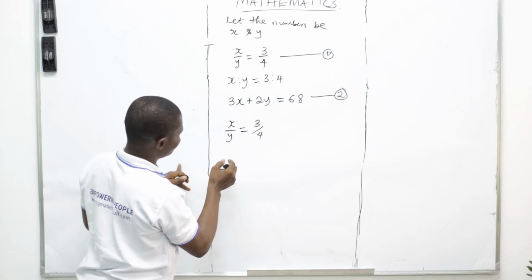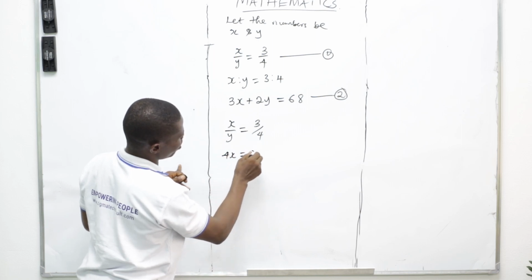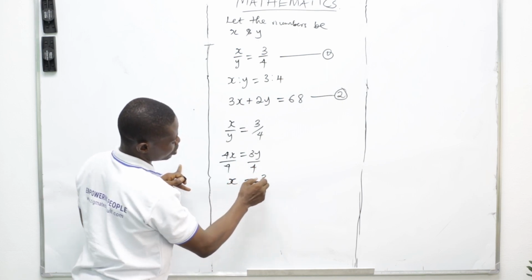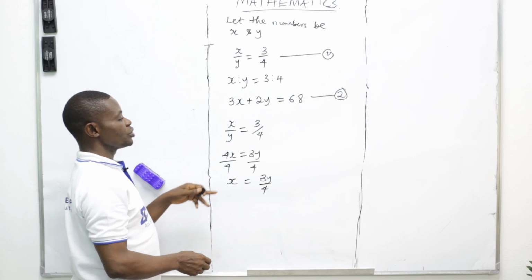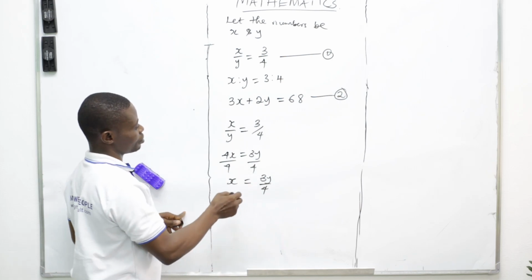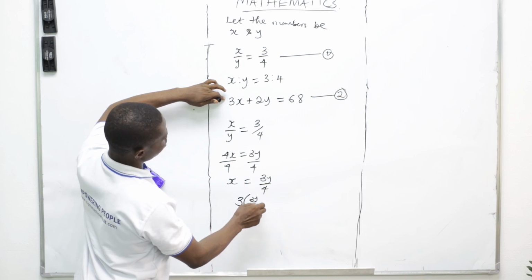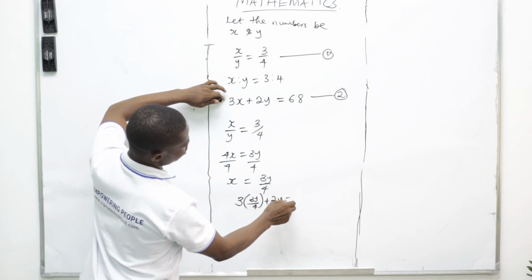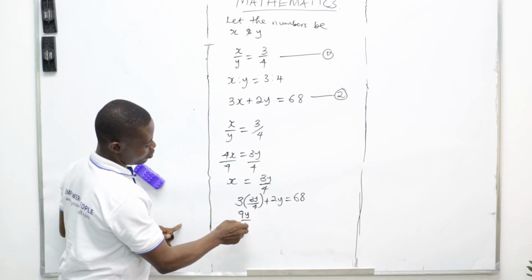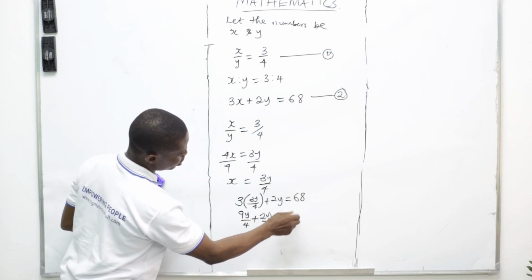Let's see how you can settle this problem. If I use 4x equals 3y, then making x subject of the formula, x will give us what? 3y all over 4. So that in my equation 2, wherever I see x, I will call it 3y all over 4. So look at 3x, meaning 3y over 4 plus 2y equals 68. Here now, we have 9y all over 4 plus 2y over 1 equals 68.